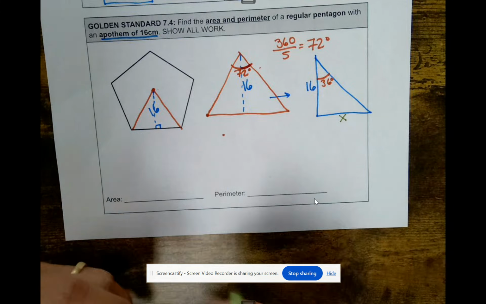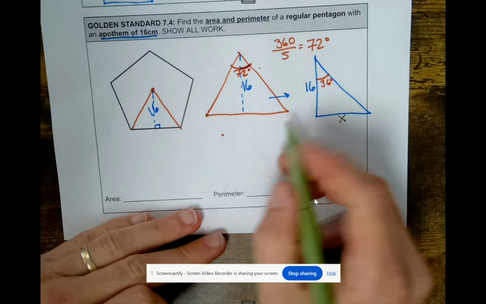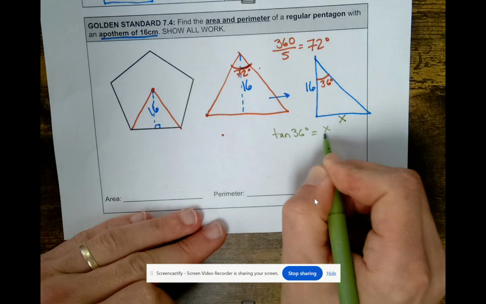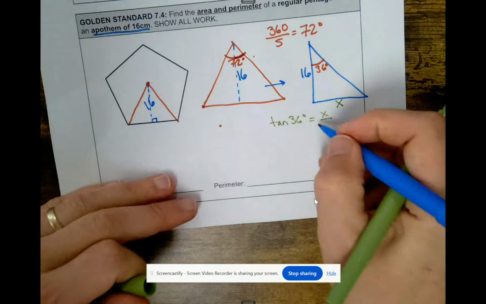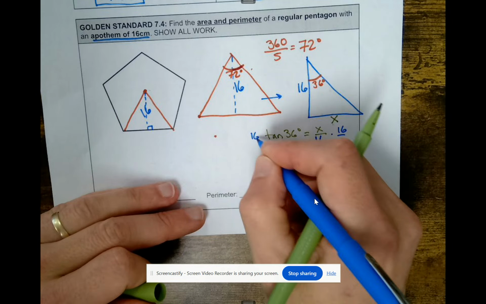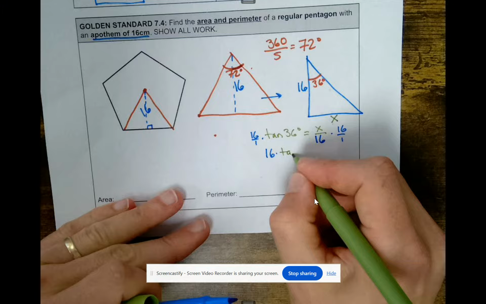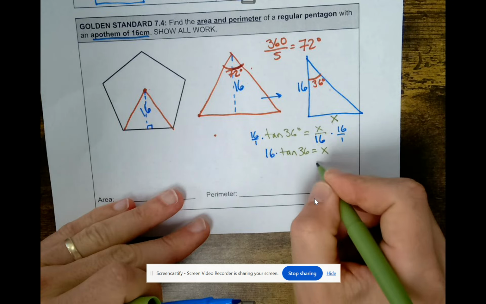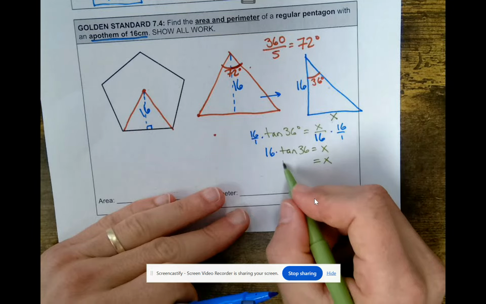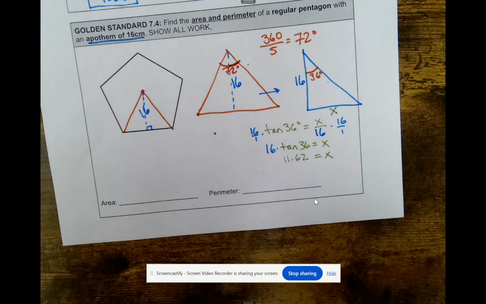We need to solve for the base. How are we going to solve for the base? Well, opposite and adjacent. Let's use tangent. Tangent of 36 degrees equals opposite over adjacent. To solve this, multiply both sides by 16 over 1 because 16 is on the bottom. So 16 times the tangent of 36 equals x. X is all by itself. We put that in the calculator, and therefore x is 11.62.